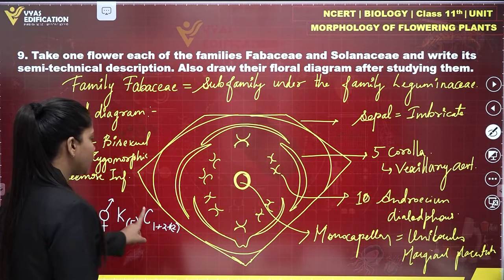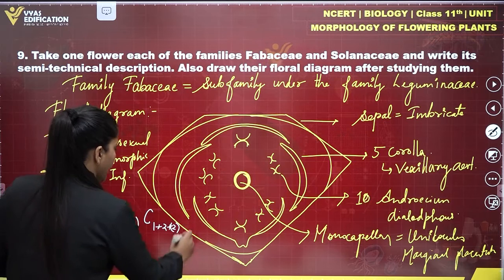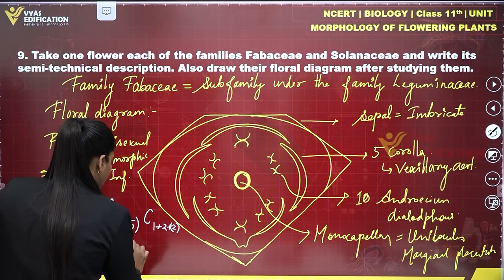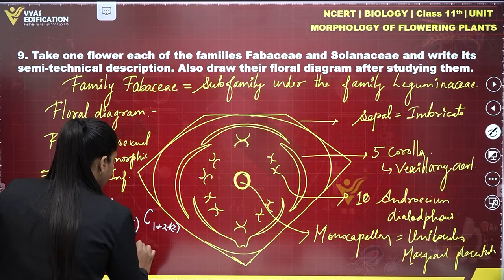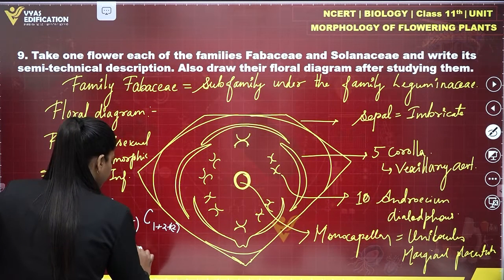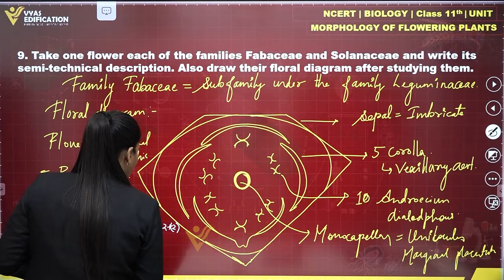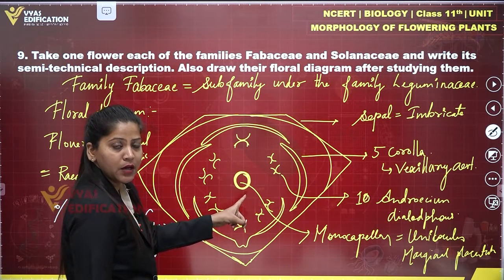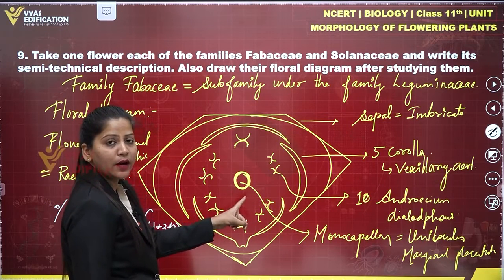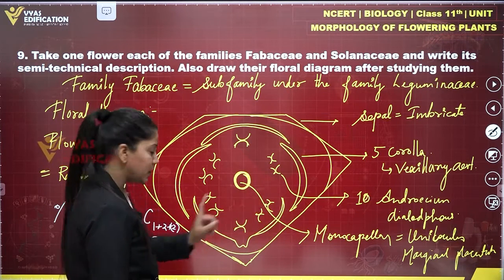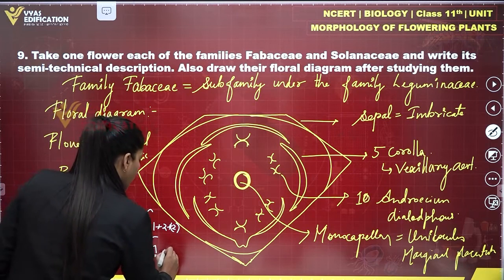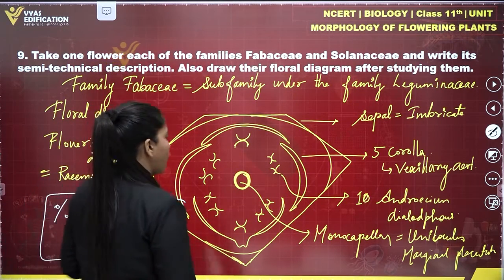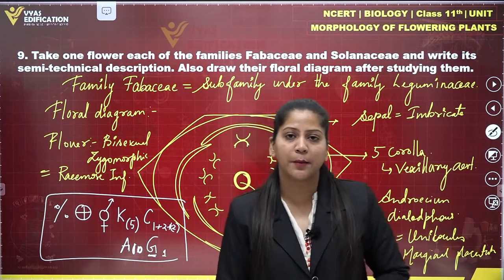Then after calyx, corolla, we have androecium. Androecium are 10. Then we have superior monocarpellary ovary, which is unilocular with marginal placentation. So this is only one. This is the floral formula for the family Fabaceae.